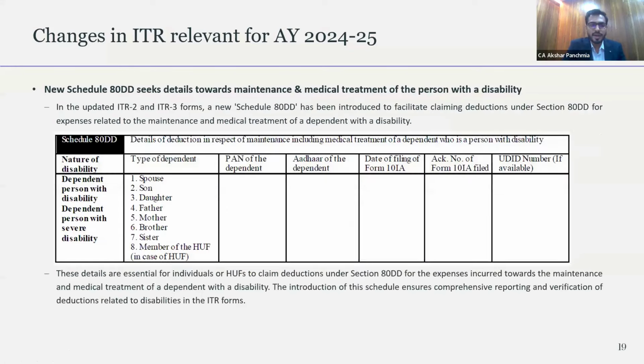So the other impact of the same thing is in section 80DD, where the medical expense or maintenance for a person with disability is carried out by someone else. In this case, you have to mention what kind of a relationship you have with the person with disability, and then further details about how such person can be identified. And of course, the filing and details of Form 10IA.